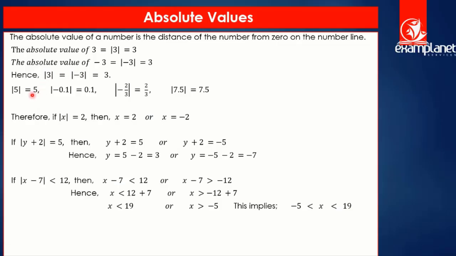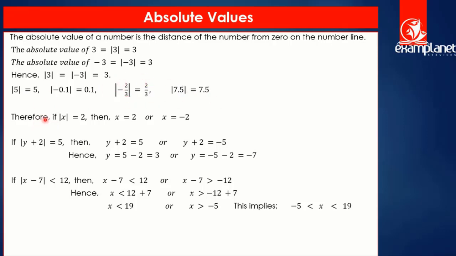Okay, so absolute value of 5 is equal to 5. Absolute value of minus 0.1 is 0.1. Absolute value of minus 2 over 3 is 2 over 3. Absolute value of 7.5 is 7.5. So absolute value of any number is the positive value of that number.